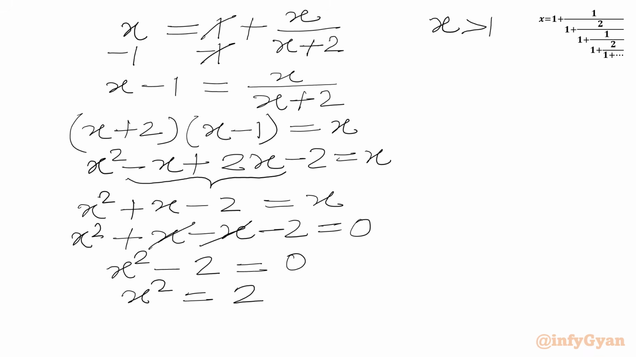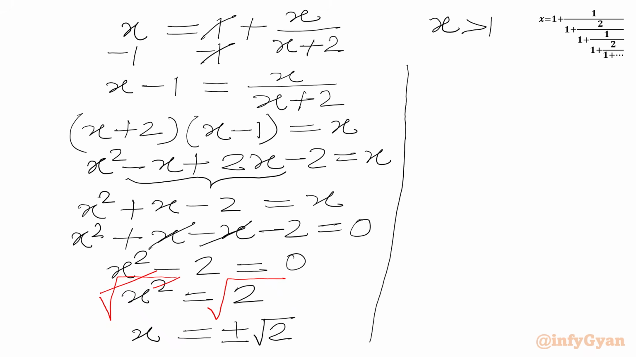Now we will take a square root on both sides to get the value of x. So we will write a square root sign on both the sides. Now the square root and the square will cancel out from the left hand side. We will get the x value which will be equal to plus minus square root of 2. So we are getting 2 x values. So I can write here x1 equal to plus square root 2 and x2 equal to minus square root 2.